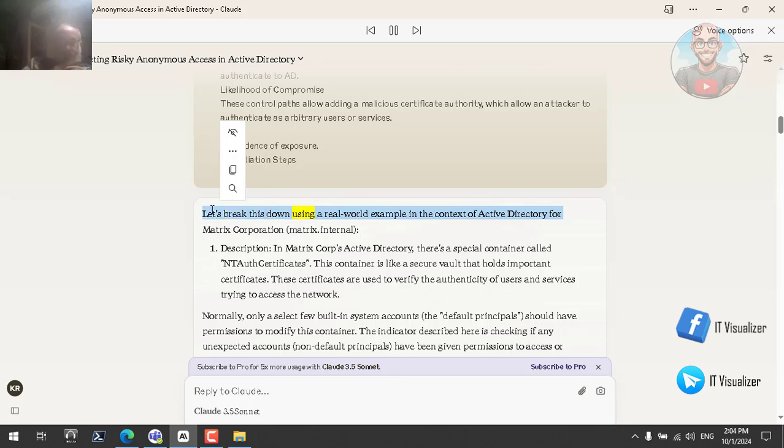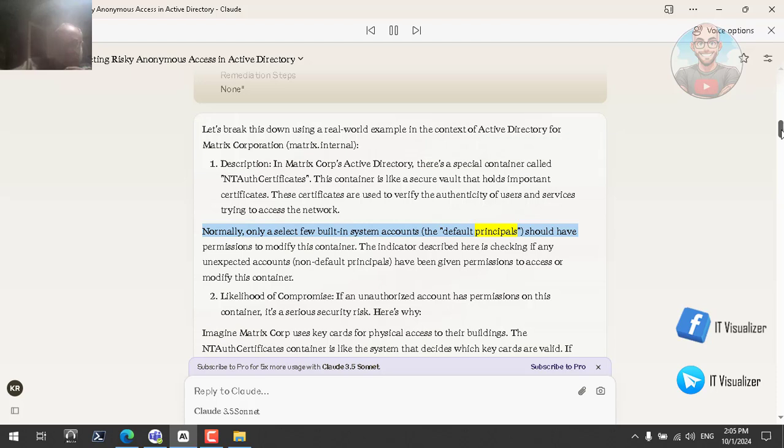Let's break this down using a real-world example in the context of Active Directory for Matrix Corporation. Matrix.internal. Description. In Matrix Corp's Active Directory, there's a special container called NTOS certificates. This container is like a secure vault that holds important certificates. These certificates are used to verify the authenticity of users and services trying to access the network. Normally, only a select few built-in system accounts, the default principals, should have permissions to modify this container.